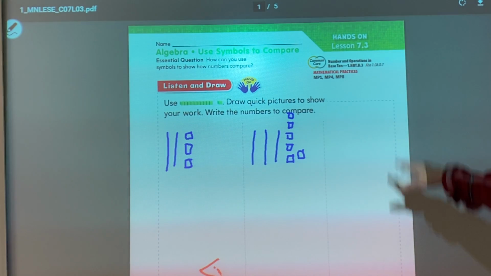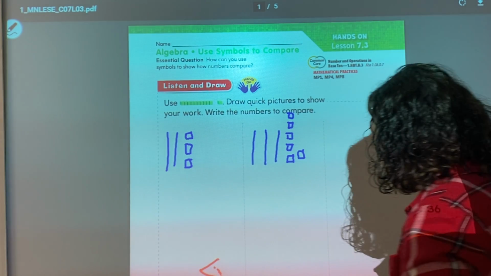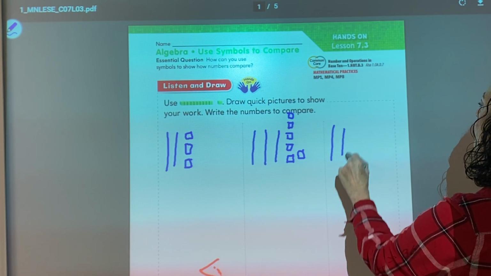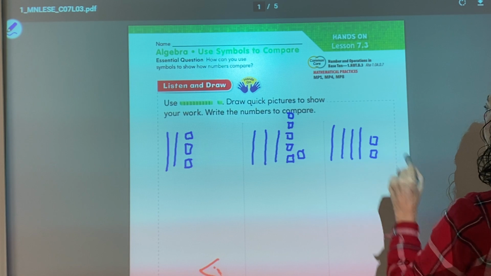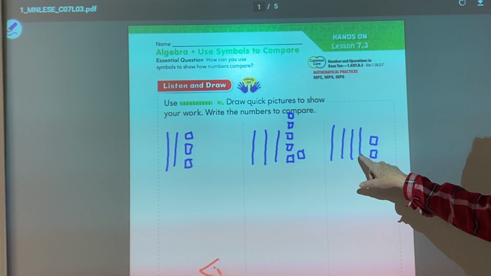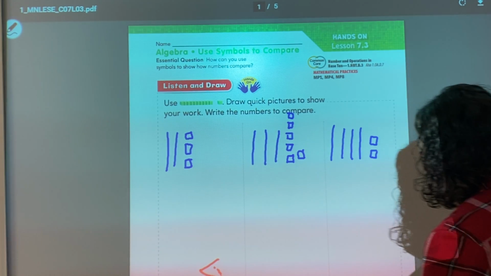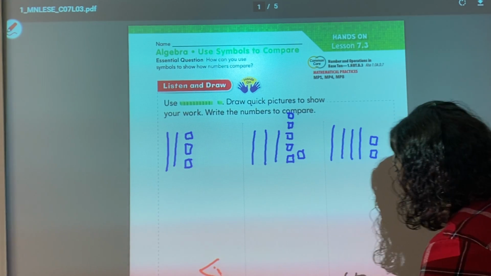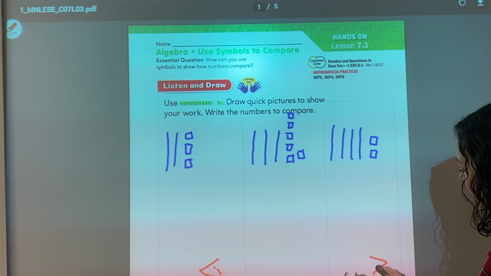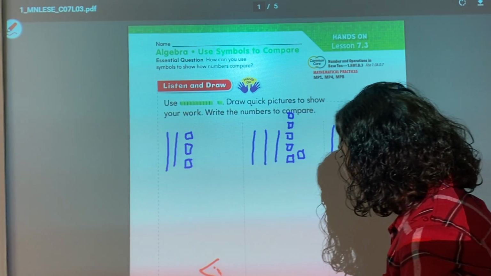And then the last problem, they want us to show a number that is greater than 36. So again, I'm going to add one more 10, and I'm just going to put 2 ones. And that number is 10, 20, 30, 40, 41, 42. 42 is greater than 36. And notice that my alligator mouth is open to the big number. Okay? So, that's what we're doing today. We're comparing.